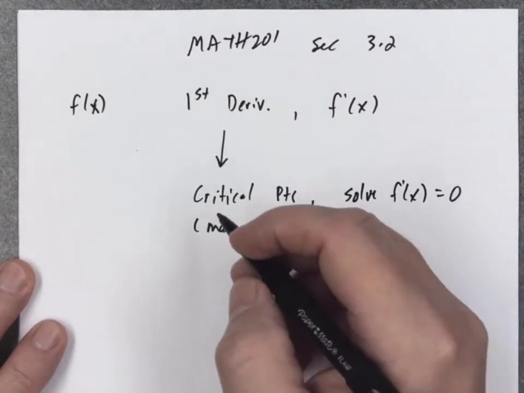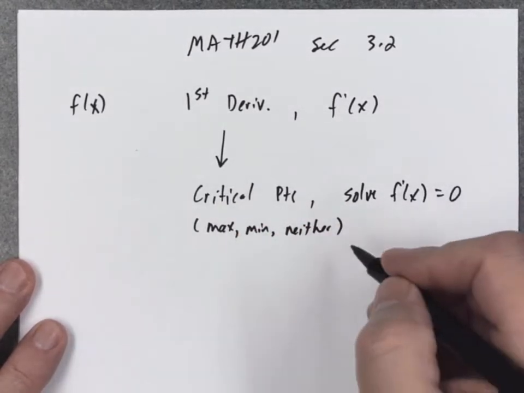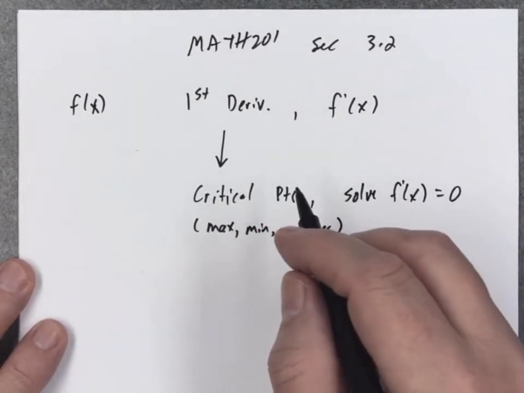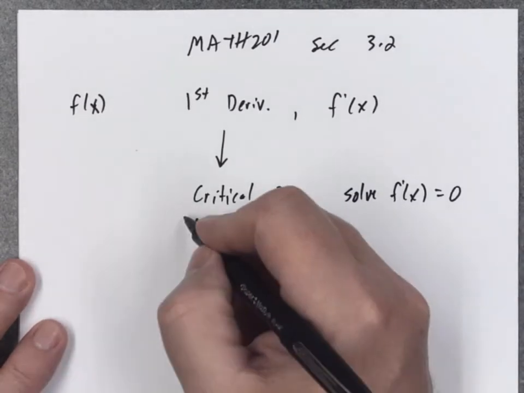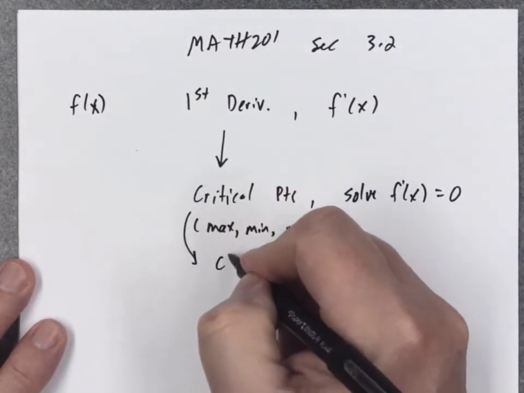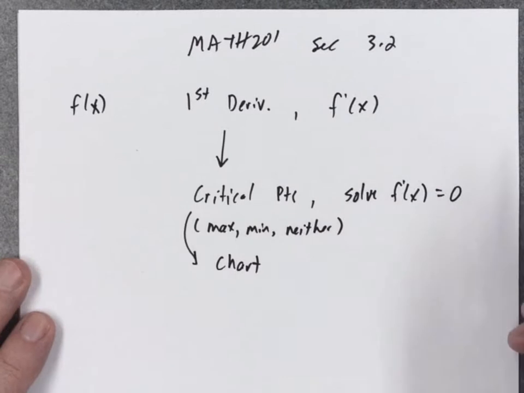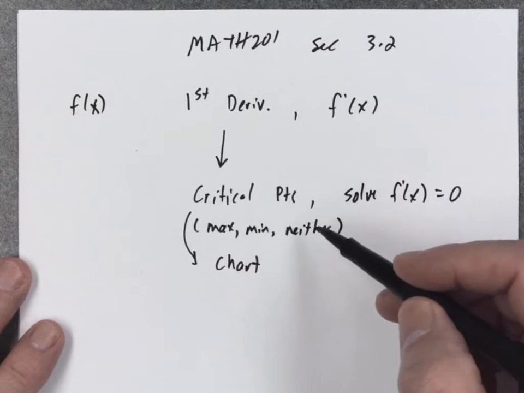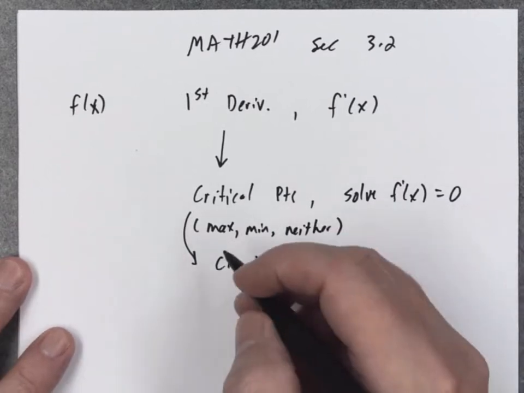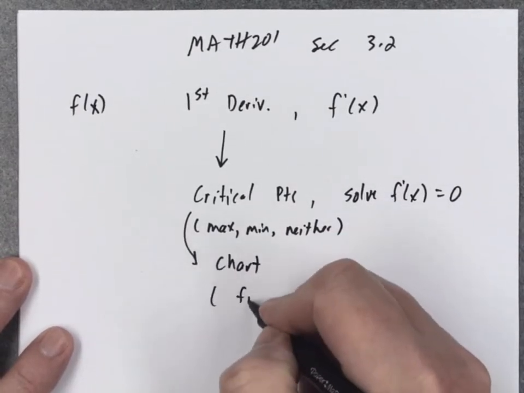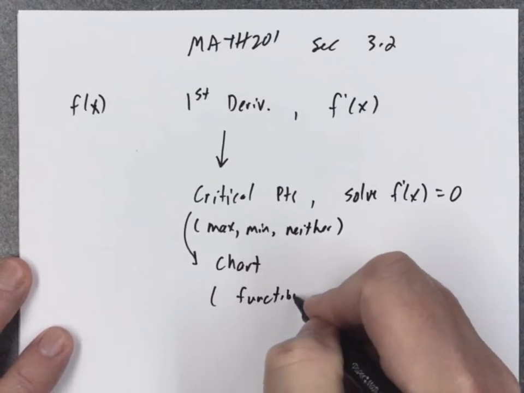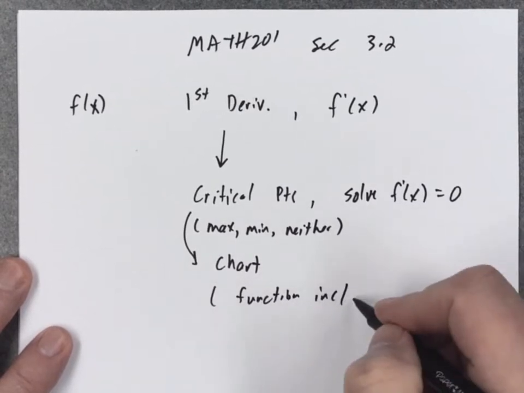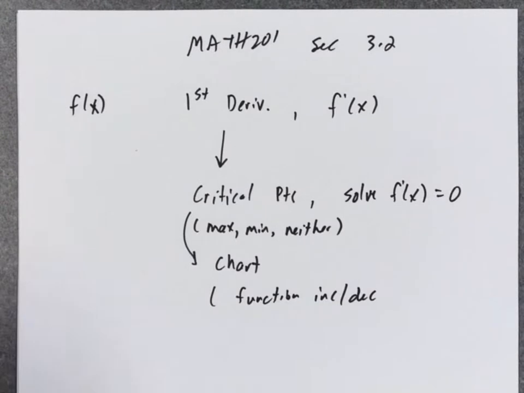We also learned that at this point, let me say this, we also created the chart where we took our critical points and we made this chart, and then we were able to find the max or mins or neithers. And we also were able to determine when the function either increases or decreases.